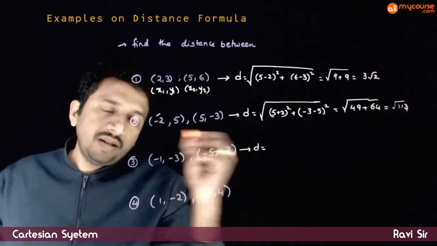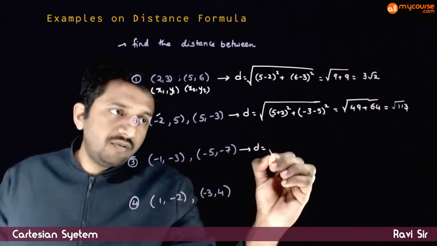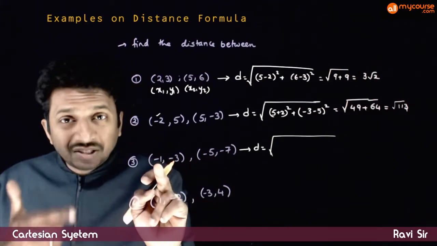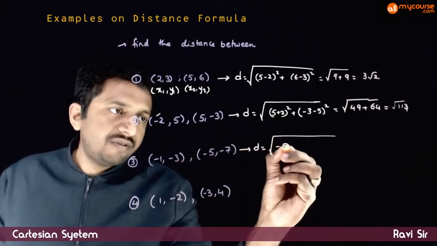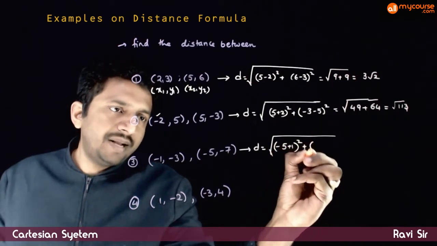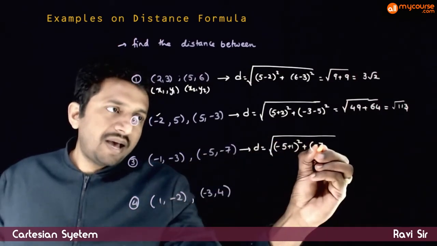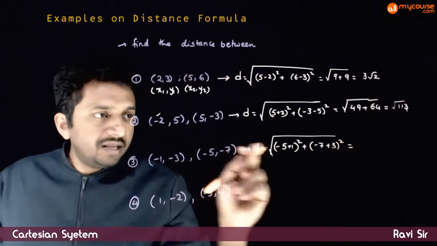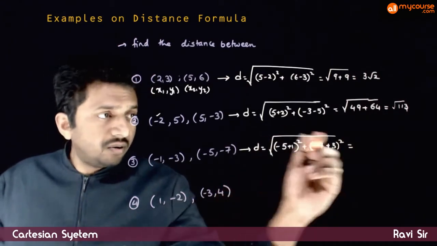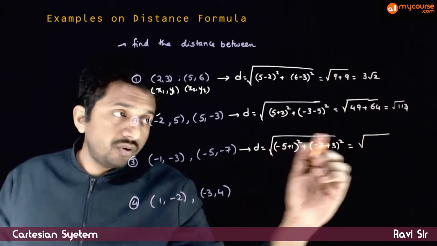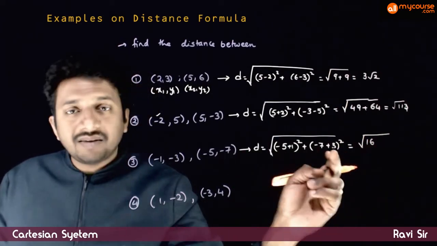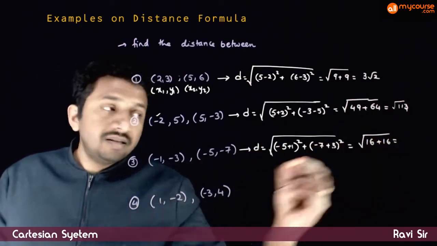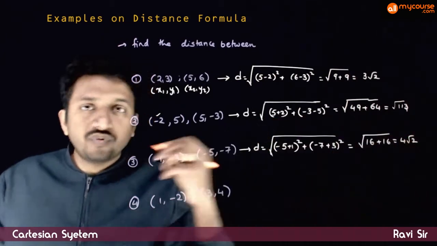Next, let us take these 2 points. Distance is equal to root of x2 minus x1, minus 5 minus of minus 1 is plus 1, so minus 5 plus 1 whole square, plus y2 minus y1, minus 7 minus of minus 3 is plus 3, whole square. So minus 5 plus 1 is minus 4, whole square is 16. Minus 7 plus 3 is also minus 4, whole square is 16. That is equal to root 32, which is 4 root 2.